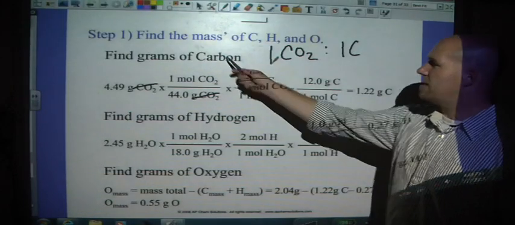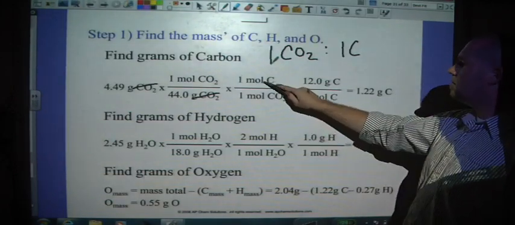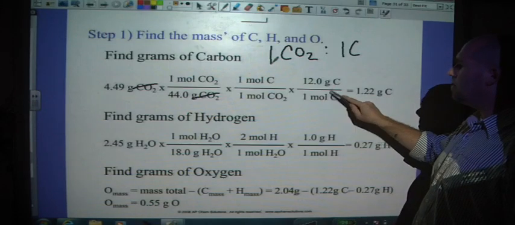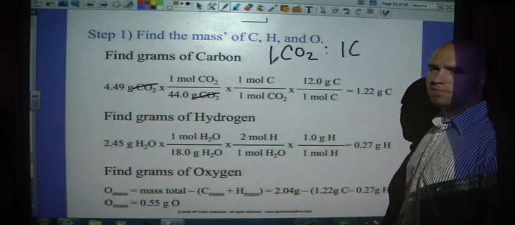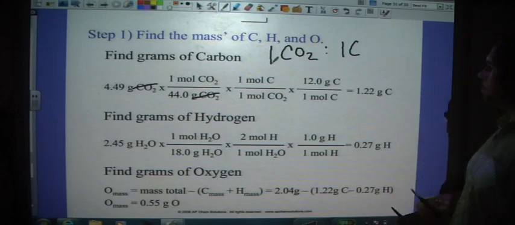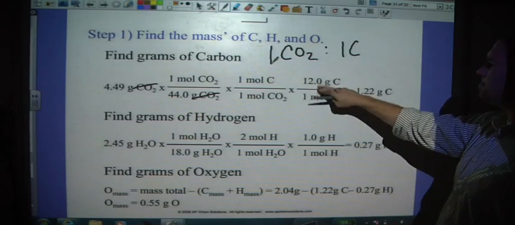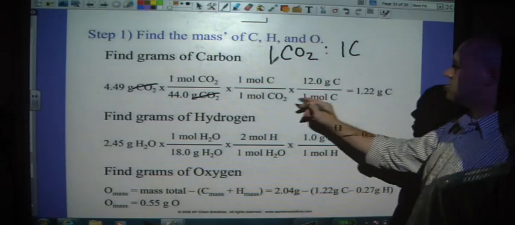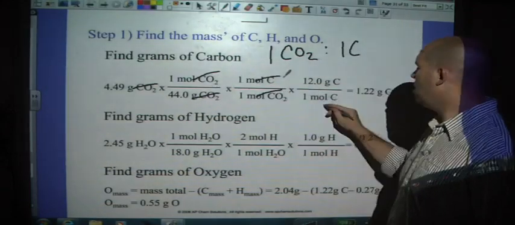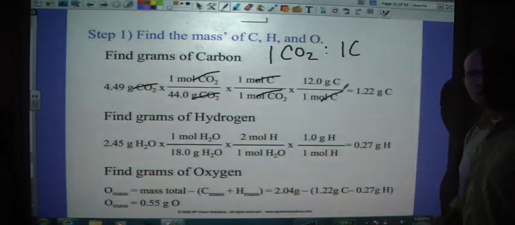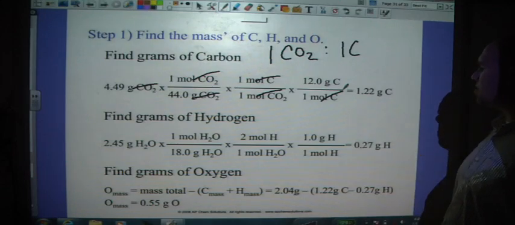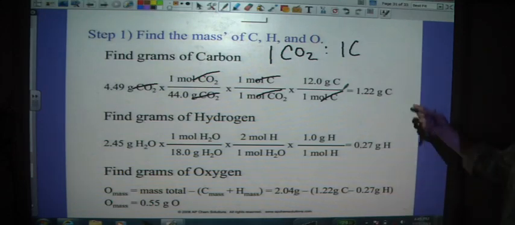Well, now we wanted to know, find the grams of carbon. So for every 1 mole of carbon, there are 12 grams of carbon. Okay, I normally call it 12.01, but we cut it off here. So now you just do your math. Let's cancel all our units out. We're left in grams of carbon, which is where we want to be. Time to do our calculations. You get 1.22 grams of carbon. We come over here.